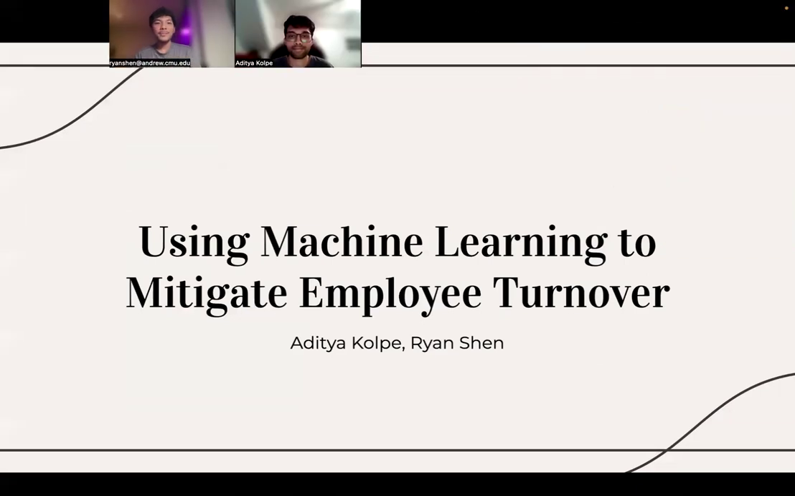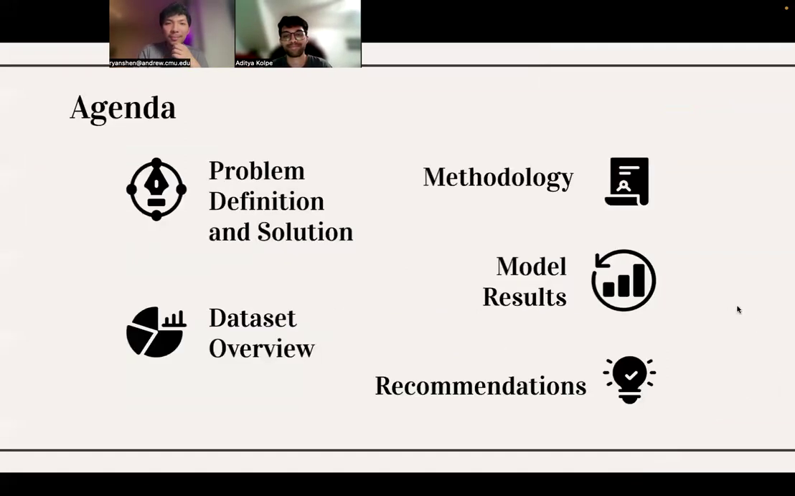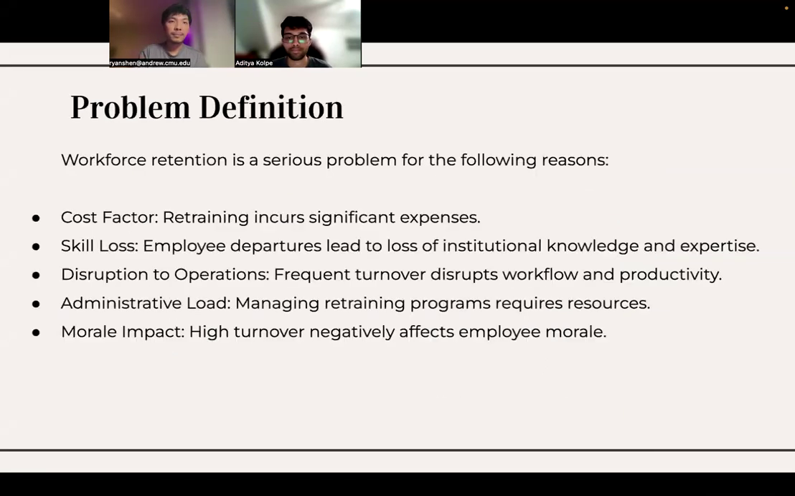Action. Okay. Hi, my name is Ryan. I'm joined by my teammate Aditya, and together we're going to be talking about using machine learning to mitigate employee turnover. For our agenda today, we'll start by introducing the problem and a light overview of the solution. Then we'll talk about our data set, move on to methodology, our model results, and conclude with some recommendations. And with that, I'll pass it on to Aditya.